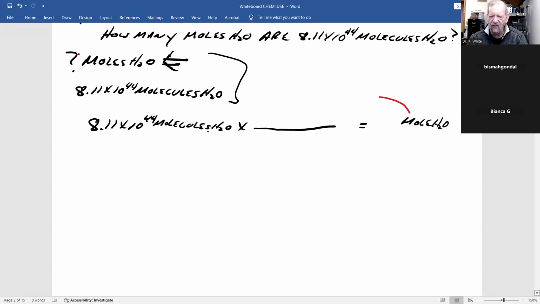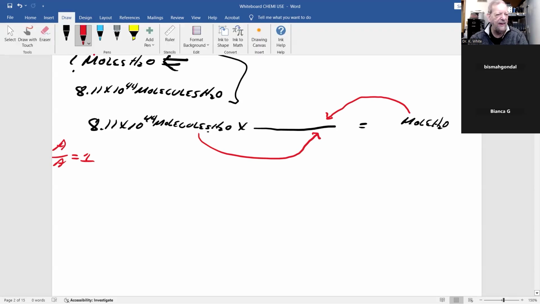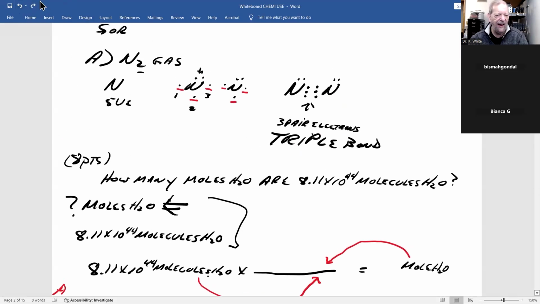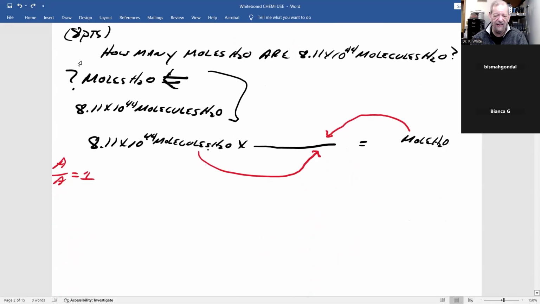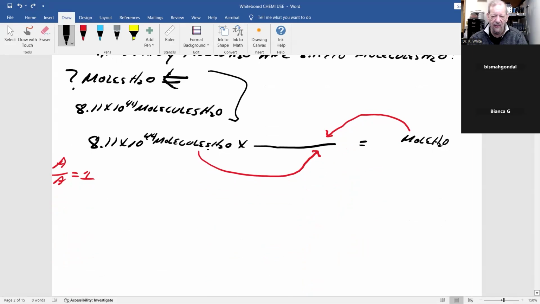Whatever we're trying to get to goes on top of that ratio, the units. Whatever we're trying to get rid of goes on the bottom. What do I mean by rid of? Anything divided by itself equals the number 1, meaning it's gone. So now I'm going to write those units in. And this is where I would ask you to show this kind of work, in case you make a mistake, I can give partial credit if some of it is right.